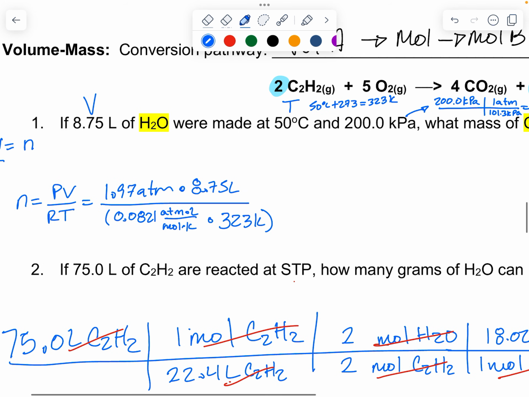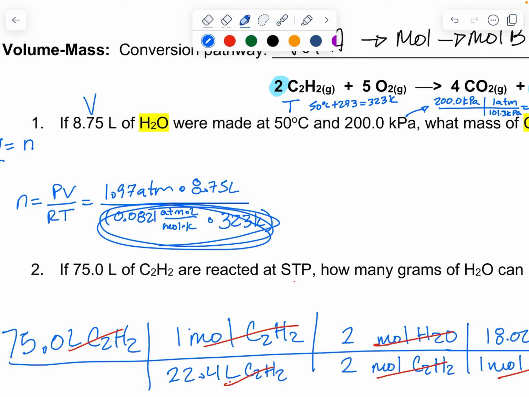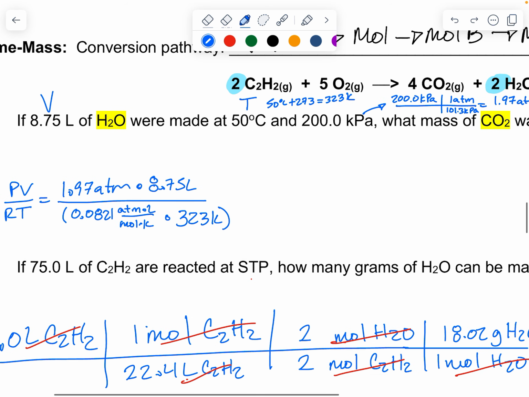Quick order of operations, PEMDAS thing here. Make sure the bottom of that fraction is in parentheses or you'll get the wrong number. So we do want to multiply all of those things together before we take the stuff on top and divide. So 1.97, here we go. 1.97 times 8.75 divided by, start parentheses, 0.0821 times 323. And it looks like I got 0.6500. So 0.650, this is going to be moles.